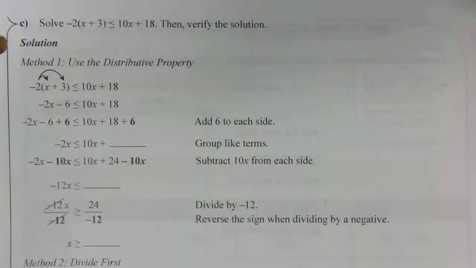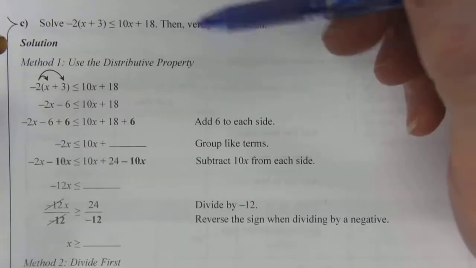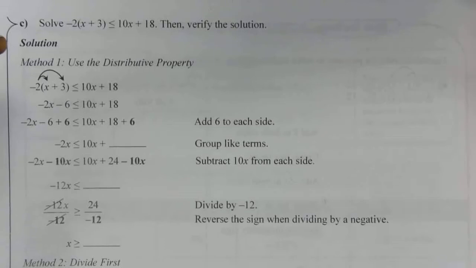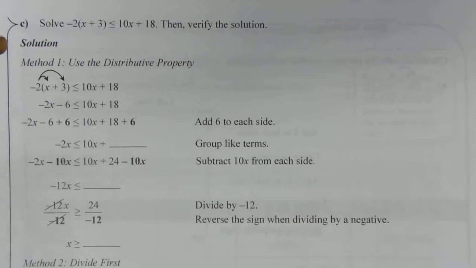Alright, so let's continue here with part C. We're going to solve this equation, negative 2 times (x plus 3) is less than or equal to 10x plus 18. And then once we've solved it, we need to verify our solution. So we're going to start with method 1 using the distributive property.